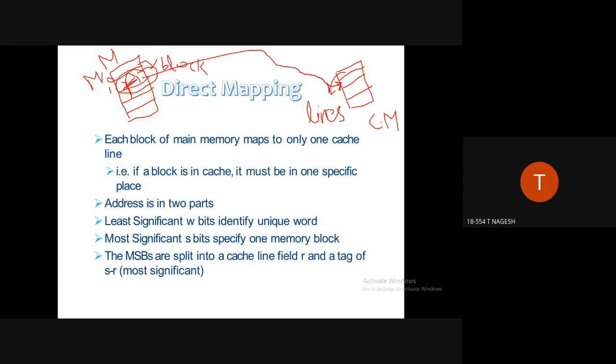Okay, so let us go through this slide. Each block of main memory maps to only one cache line. There won't be many cache lines on which it will be mapped. It will be mapped onto only one cache line. Each block will be mapped onto only one cache line. That is, if a block is in cache, it must be in one specific place only. It must be in one specific place or one specific line.